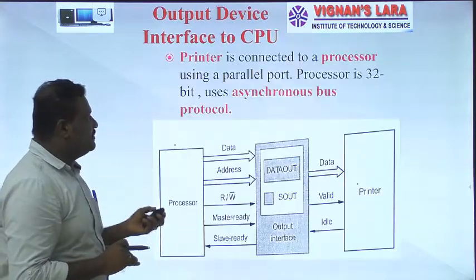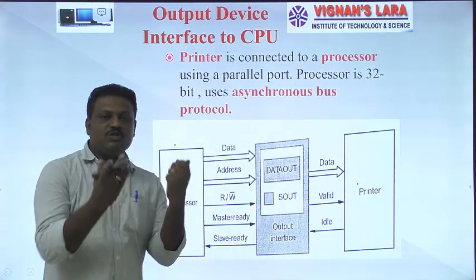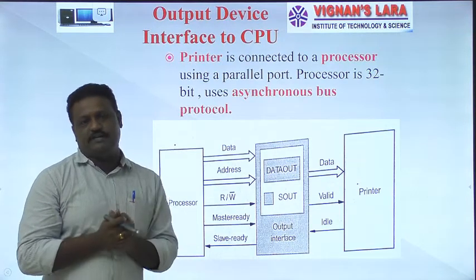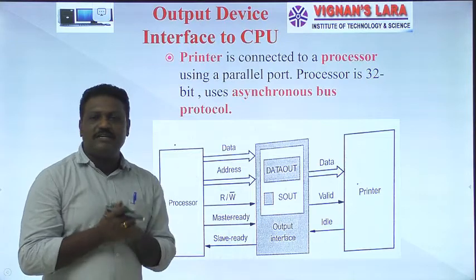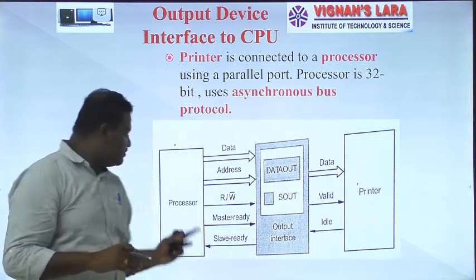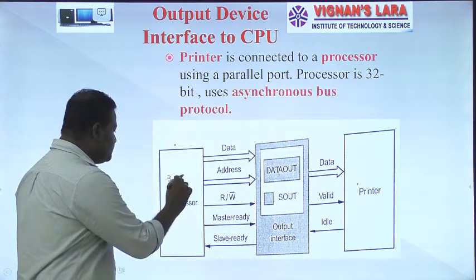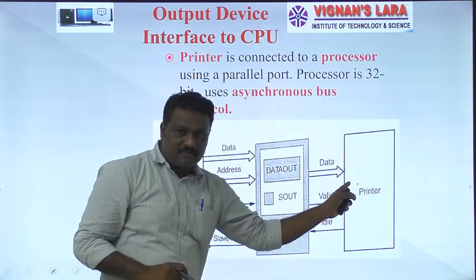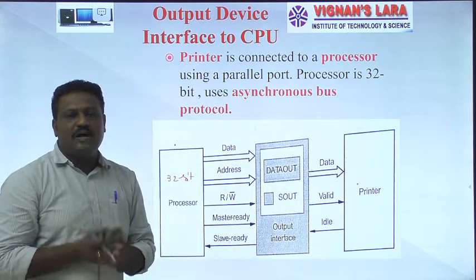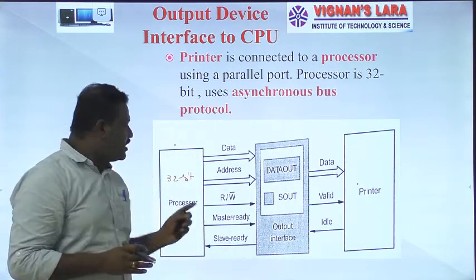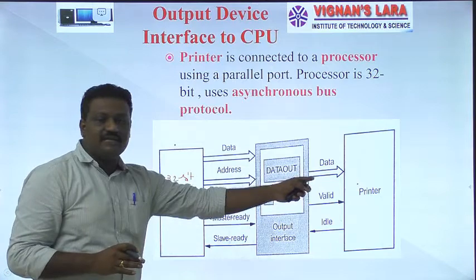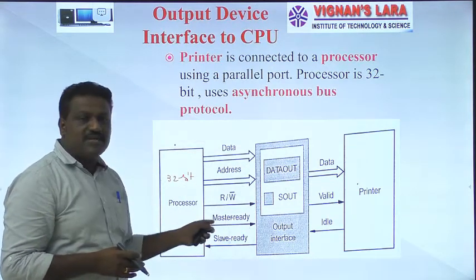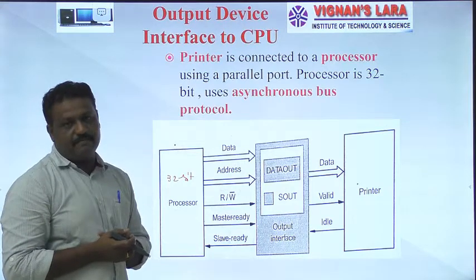In a similar way, if I want to connect an output device, for example, here my output device was a printer. Again, my assumption was that my processor is a 32-bit processor, and it used memory mapped IO to address this printer, and it used an asynchronous bus protocol for effective communication between a processor and that device with the help of this output interface. So for that case I use a master ready as well as a slave ready signal.